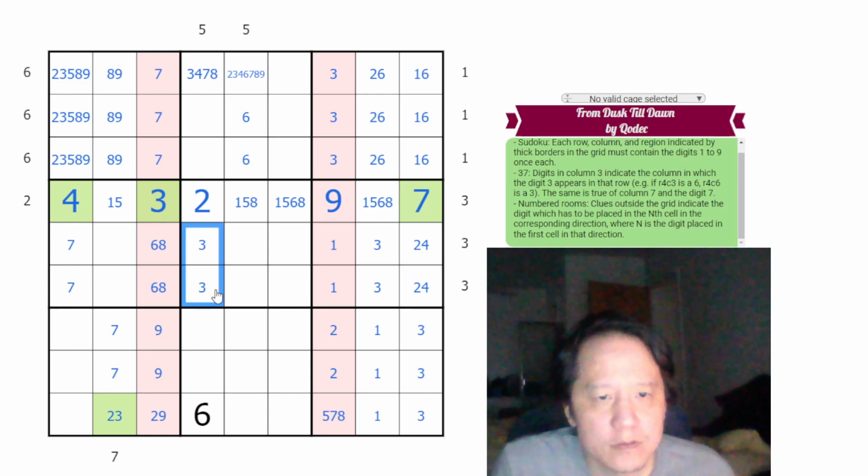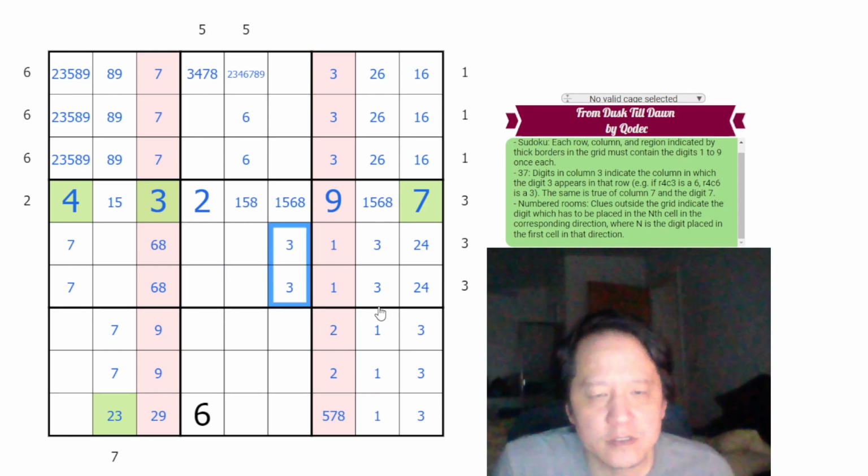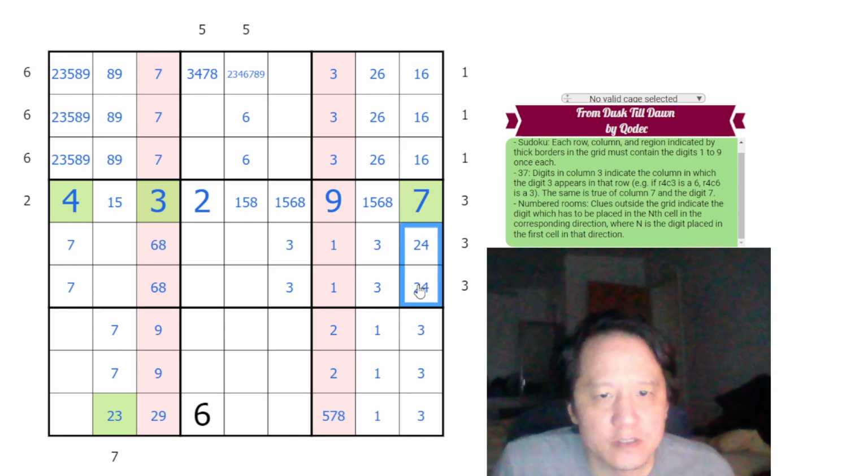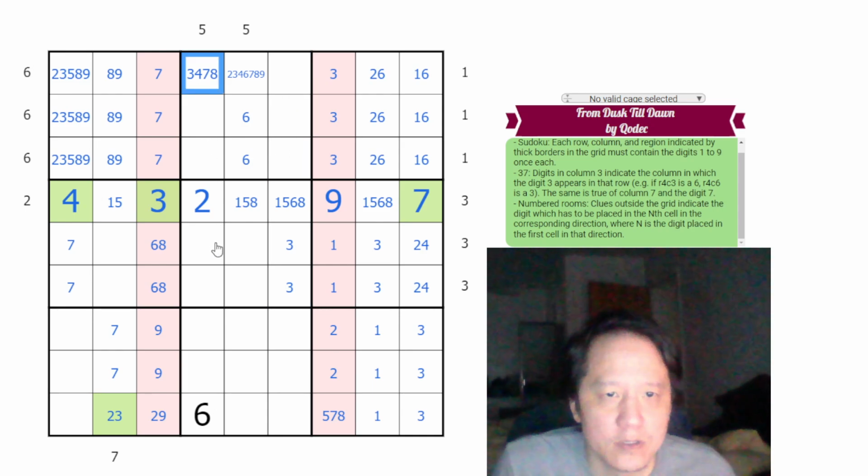Oh, interesting. This can't be... So this is 6 or 8. This can't be 3. Because this is 6 or 8. This is 6 or 8. This is 2 and 4. Right? 2, which makes that 3, and 4, which is that 3. So we know... I don't know if that gives us any information. I don't think that does.